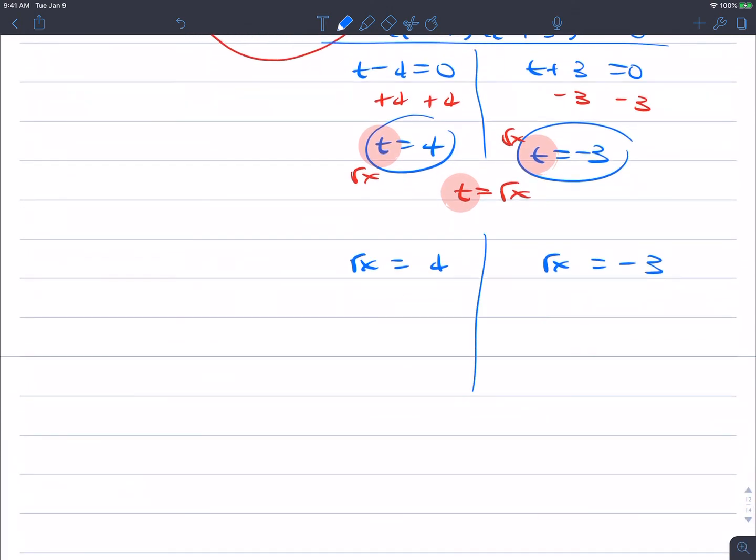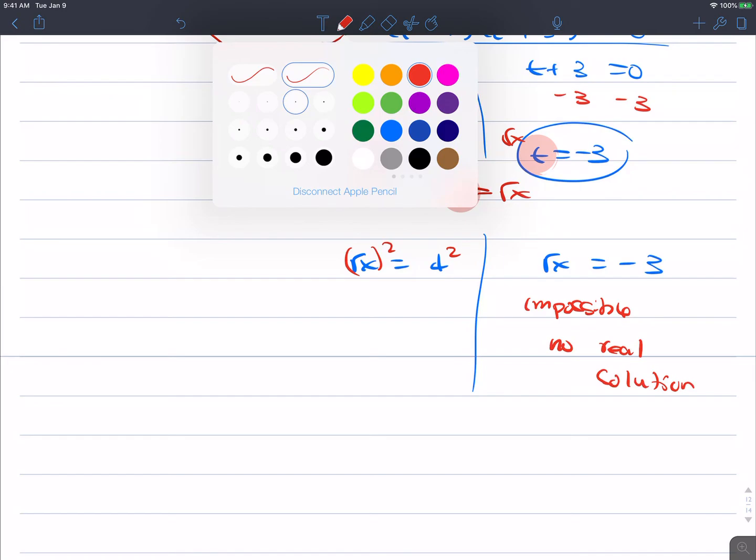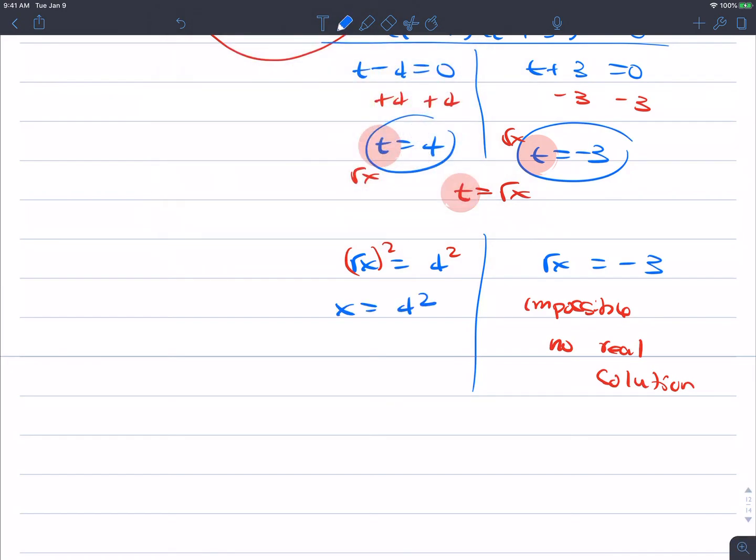Now, if you're awake here, the one on the right is impossible. There's no real solution. But the one on the left, we can square both sides, and we'll get x is 4 squared, which means x is 16. So remember, you can never have the square root and have the answer be negative, at least not in the case of working with real numbers. It can happen when you work with complex numbers, but that's another course. You've got to take trig to answer that question. But here, we just use x is 16.